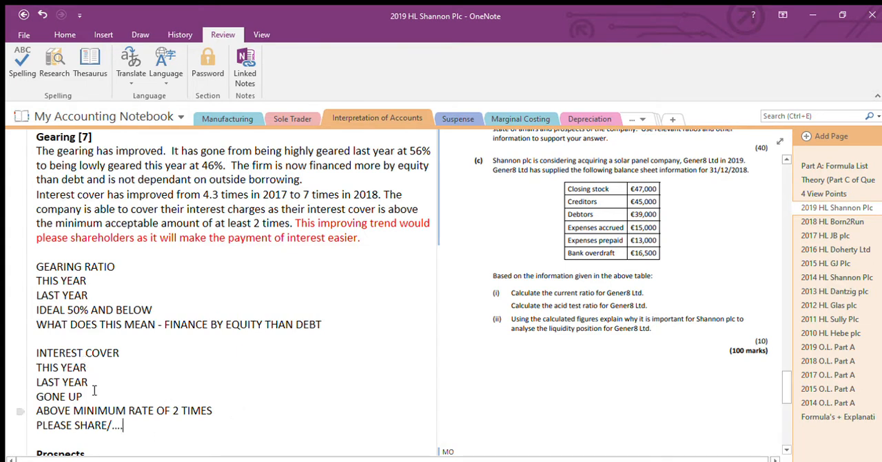So it's the same thing again. This year, last year, you're comparing it to the ideal rate. In this case, interest cover is above 2 times, stating where it's gone up. And what does this mean?